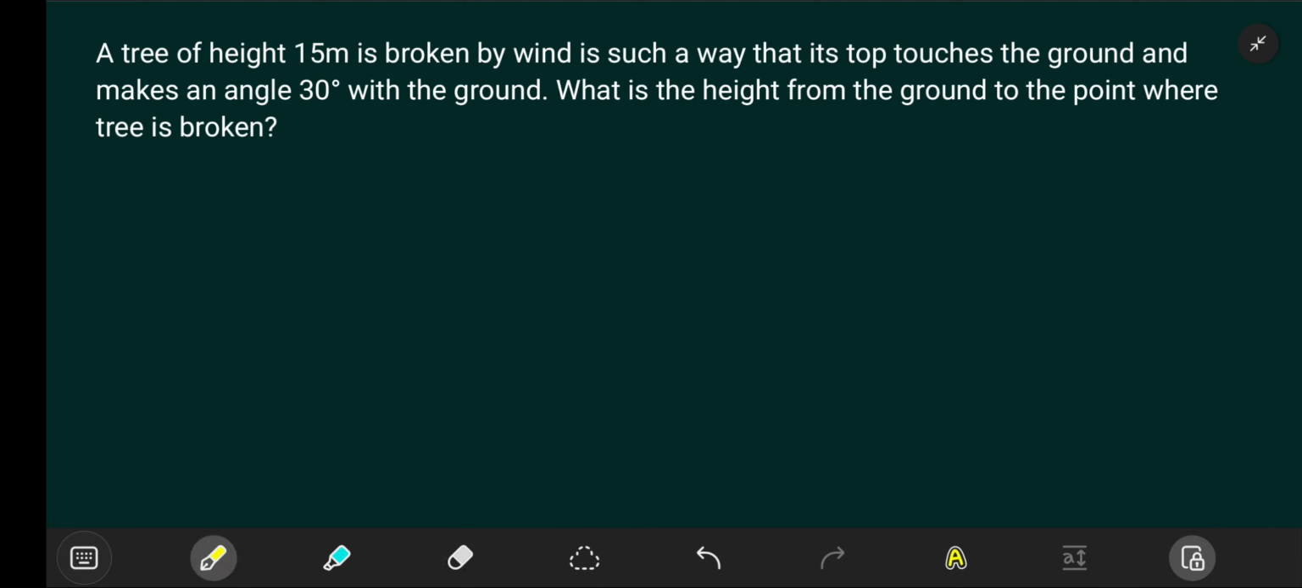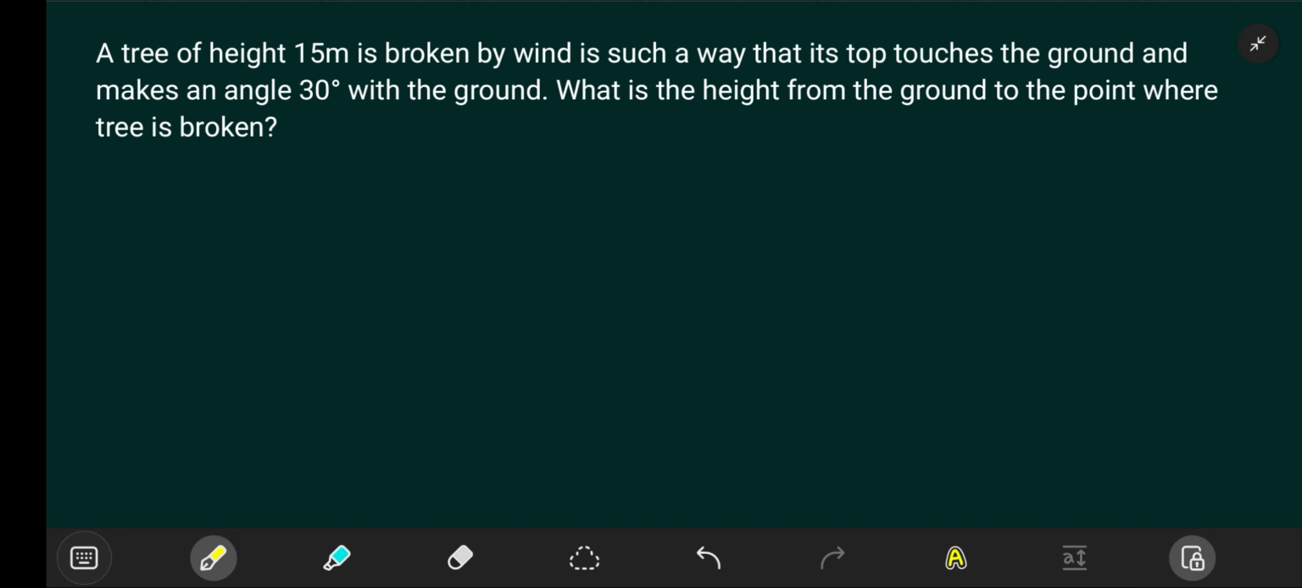Now the question is like this: a tree of height 15 meters is broken by wind in such a way that its top touches the ground and makes an angle 30 degrees with the ground. What is the height from the ground to the point where the tree is broken?